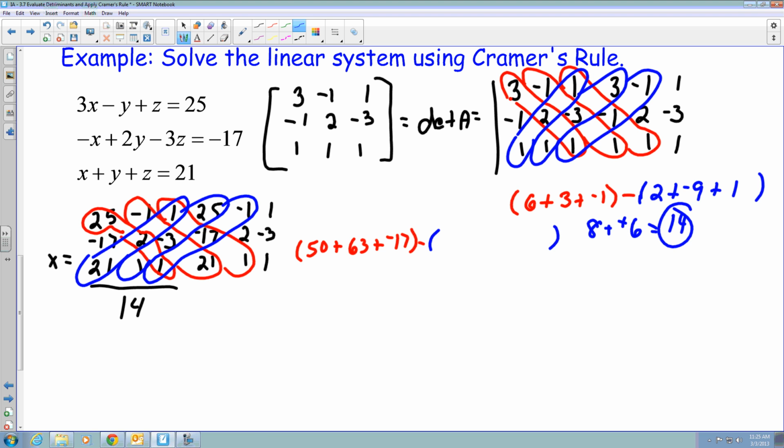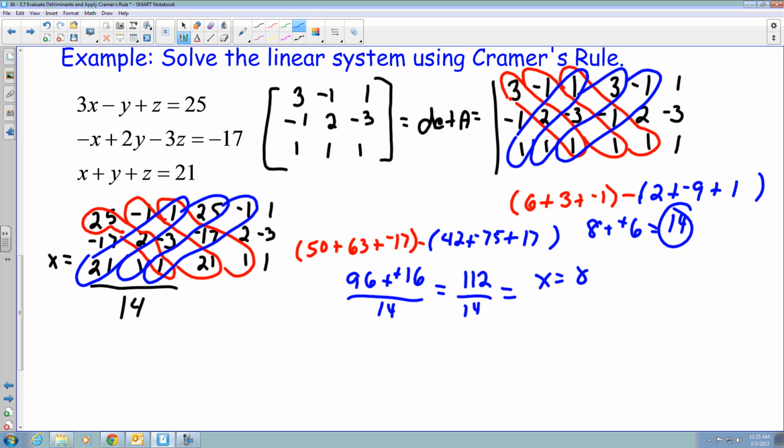So it becomes what, 21 times 2 times 1. So that's what, 42. Then I have 1 times negative 3 times 25, which gives me plus negative 75. And then it's plus 1 times negative 17 times negative 1, which gives me a positive 17. So if I take these together, I'm going to get 96 minus a negative 16, all divided by 14. So this goes plus plus. So it becomes equals 112 divided by 14. So my x here will equal 8.